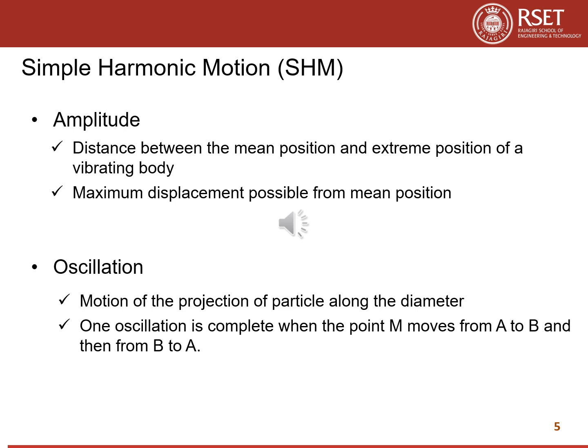Next term is oscillation. Oscillation is the motion of the projection of the particle along the diameter. We can say that one oscillation is complete when the point M moves from A to B and then from B to A.